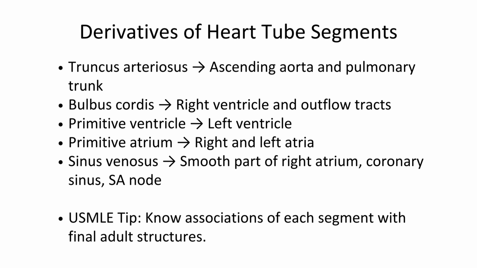On USMLE, you'll often get matching style questions or clinical correlates that test your memory on which segment becomes what. A useful memory tip is to just visualize the heart tube looping and stretching into chambers and vessels, and link them to their final adult derivatives. Also remember, if a structure looks smooth in the adult heart, it's likely derived from sinus venosus or bulbus cordis, while muscular parts are from the primitive ventricle and atrium.